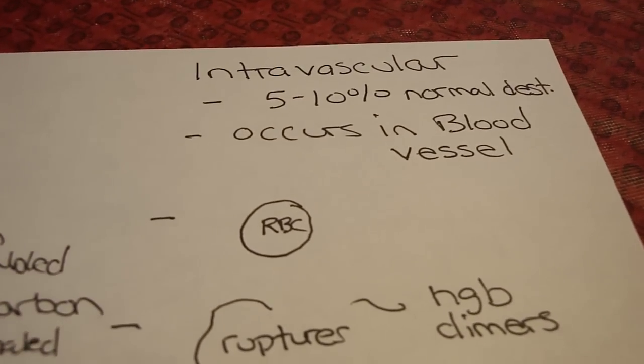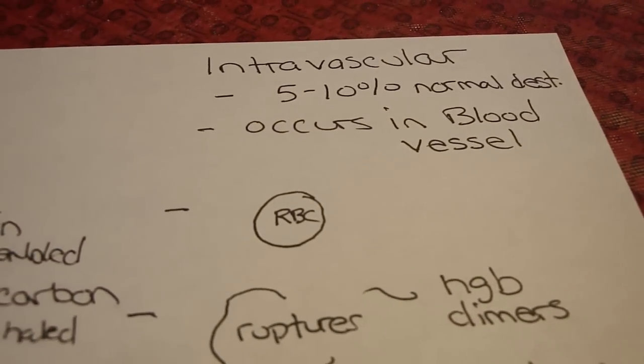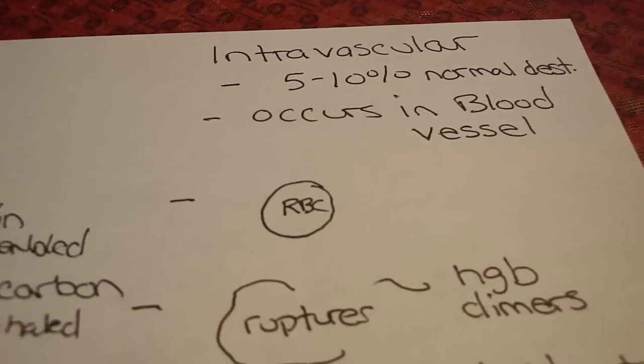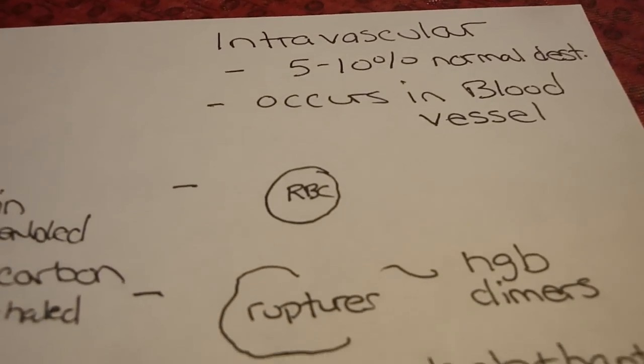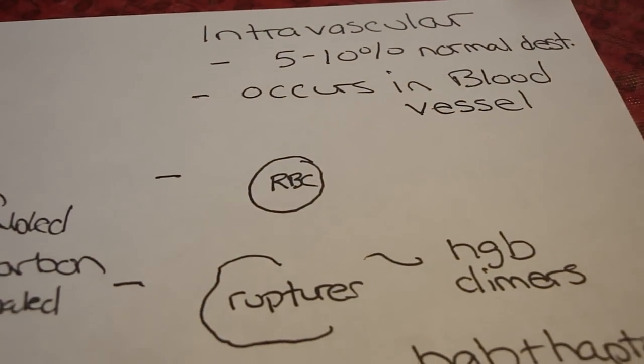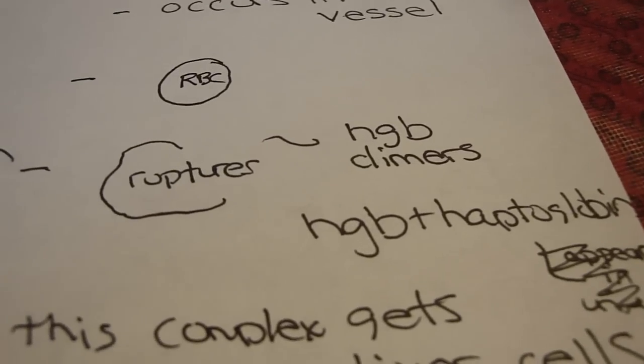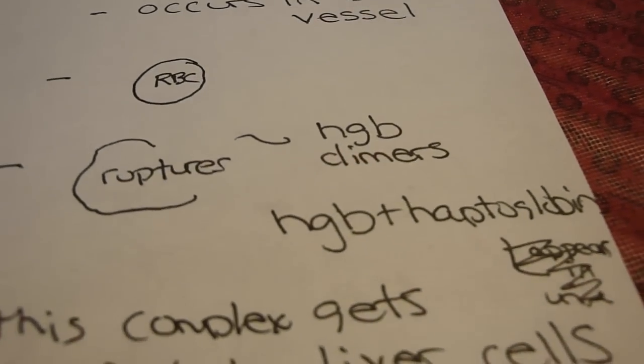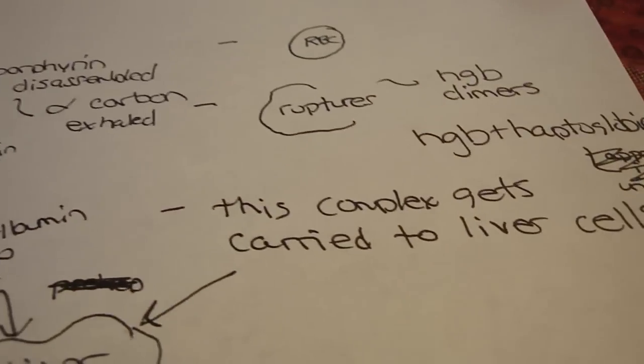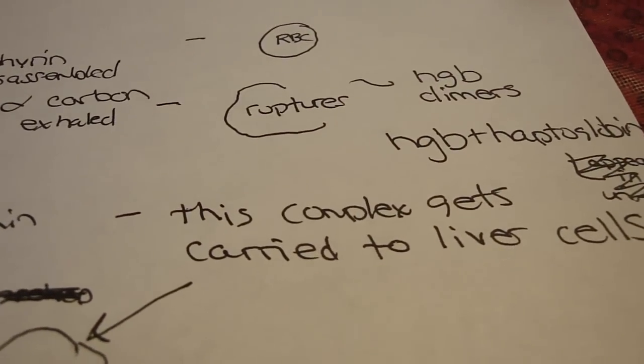In intravascular destruction of red blood cells, you just have your red blood cell in the blood vessel, and it ruptures and releases hemoglobin dimers. The hemoglobin gets attached to haptoglobin. That complex gets carried to liver cells.